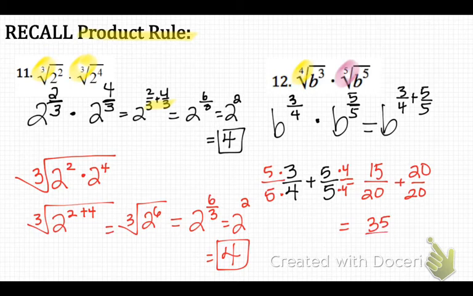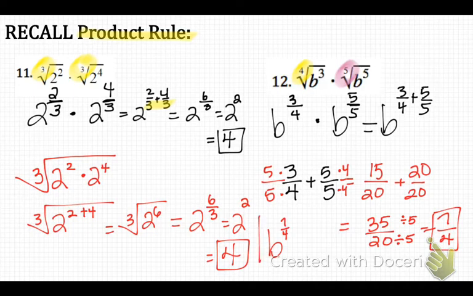35 over 20. And now, can I simplify 35 over 20? Yes, I'm going to divide each by 5. So I get 7 over 4. Okay, so that is my new exponent. So I have b to the 7/4 power as my final answer.